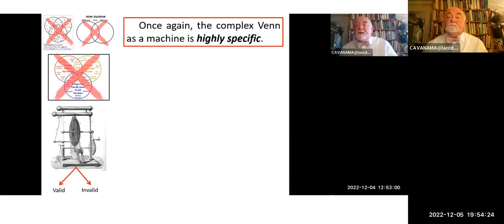Once again, the complex Venn as a machine is highly specific. Don't do the crappy diagrams that you see where you're just filling in property names and so forth. When you're using the complex Venn, you are grinding out a result. You are asking yourself, yay or nay, is this valid? If the complex Venn says at least as much as its conclusion Venn says, then the answer is yes, it's valid, and if the answer is no, then it's invalid.